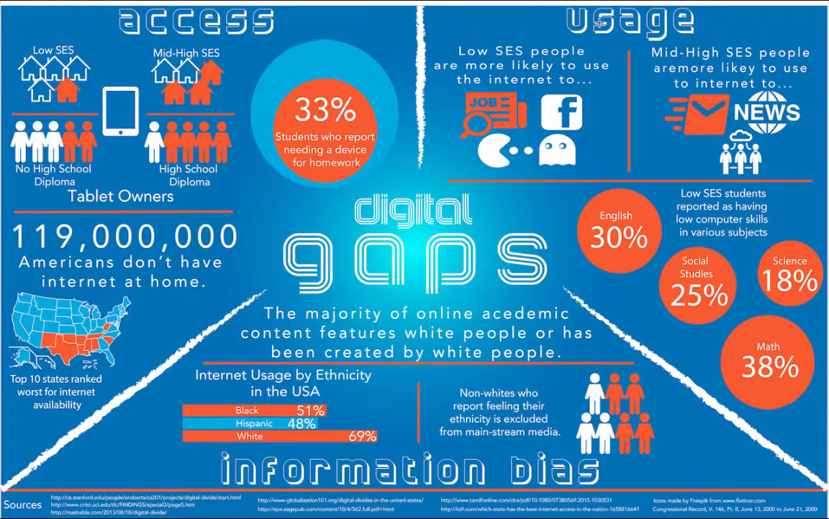The digital literacy to be able to use the internet or a technological device, and information bias, which is pointing out how much content students access which features people who are white, and if they are not white, that can lead them to struggling to connect to the content.